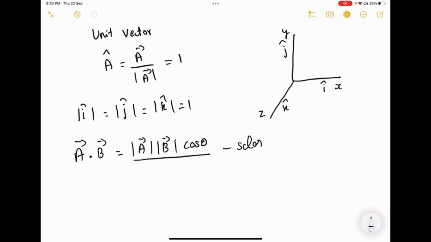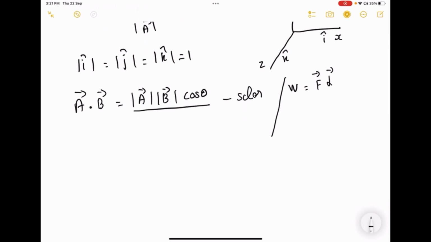So if I'm performing an operation between two vectors, on the right hand side I'm getting a scalar. The best example for this product is work done. Work done is nothing but force into displacement. Force is a vector, displacement is a vector, but work done is a scalar.